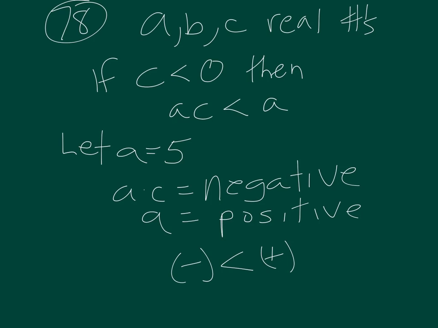0 times a number is 0. Is 0 less than 0? No. And let's try a negative number. I'm just going to talk you through it. If a is negative, then a times c is going to be what? It'll be a negative times a negative, or a positive. And a is a negative. So is a positive less than a negative? No. Okay? So it works for positive numbers.